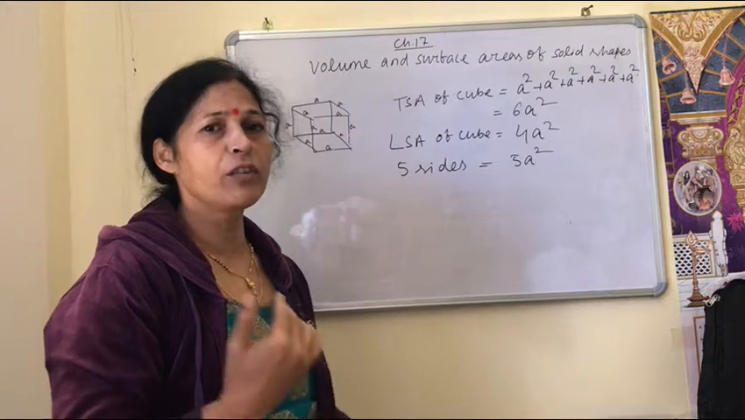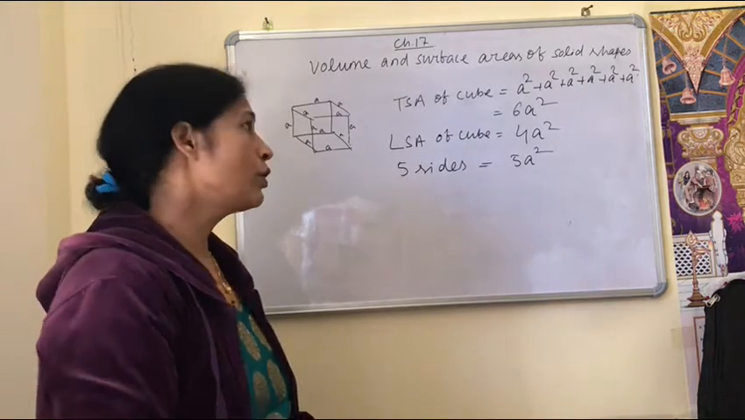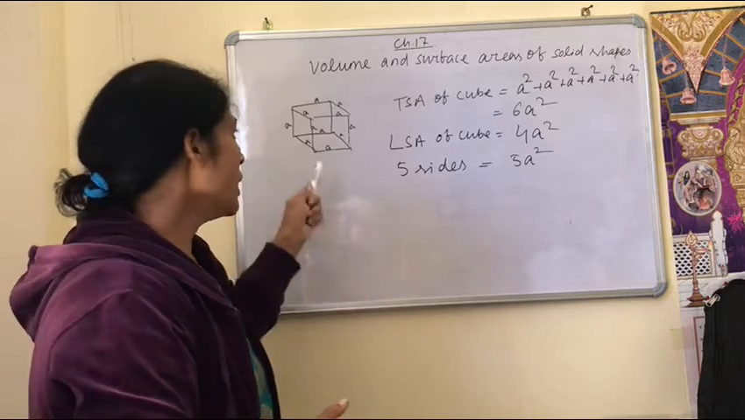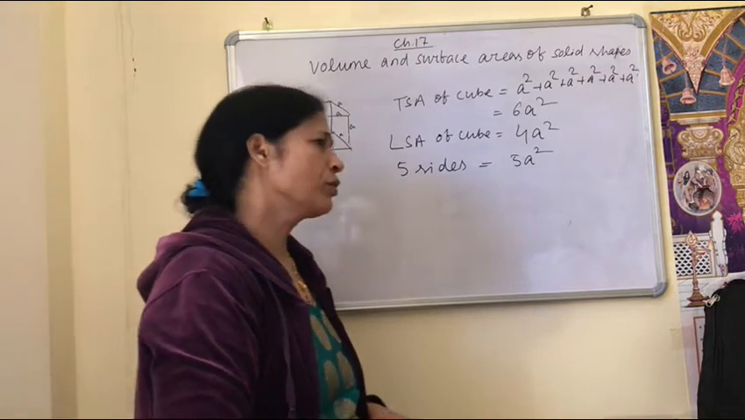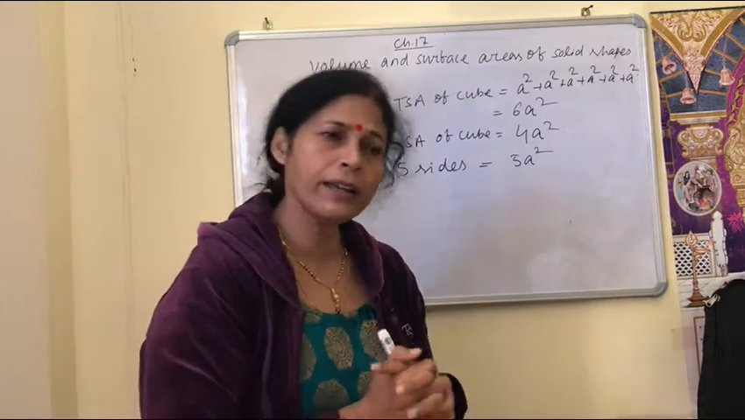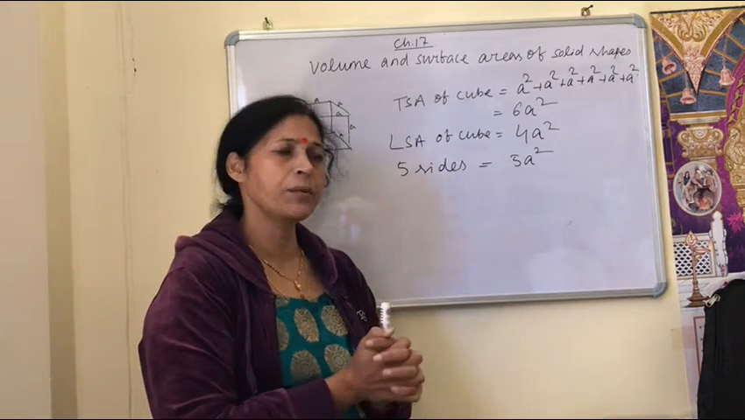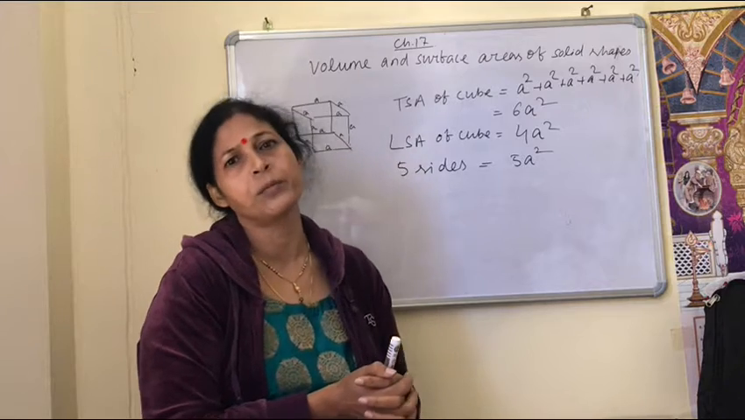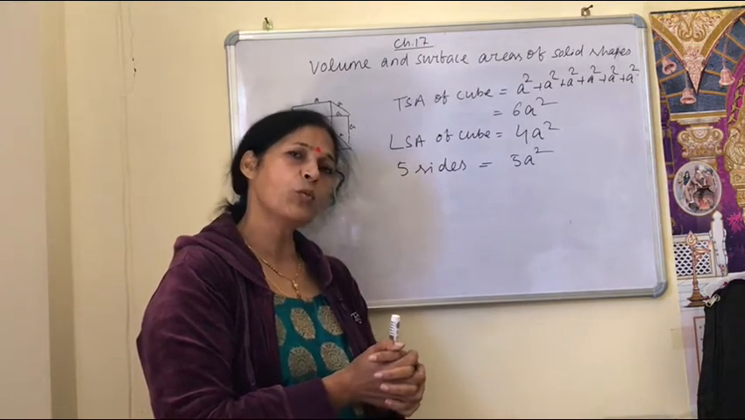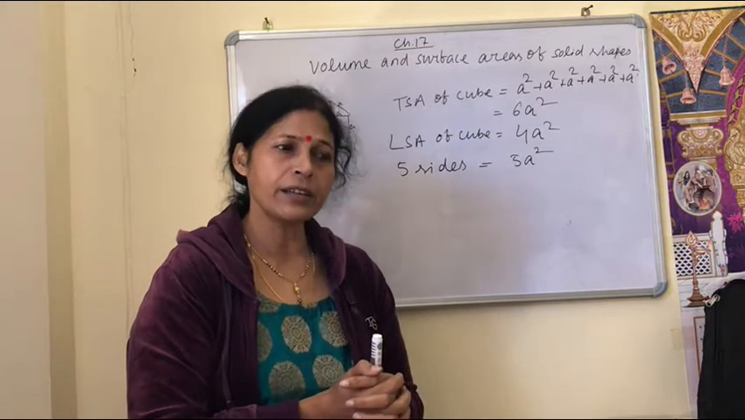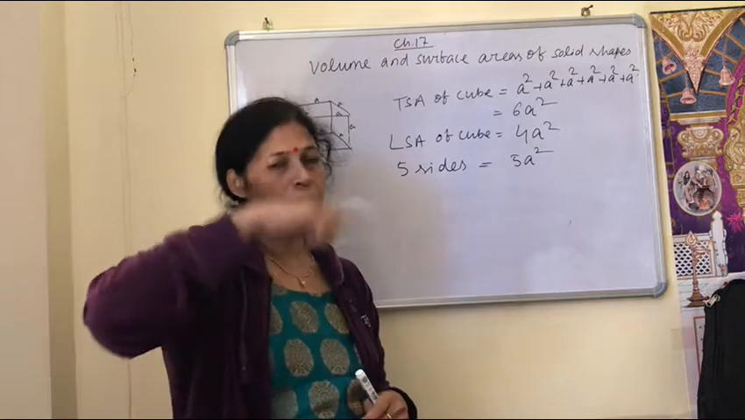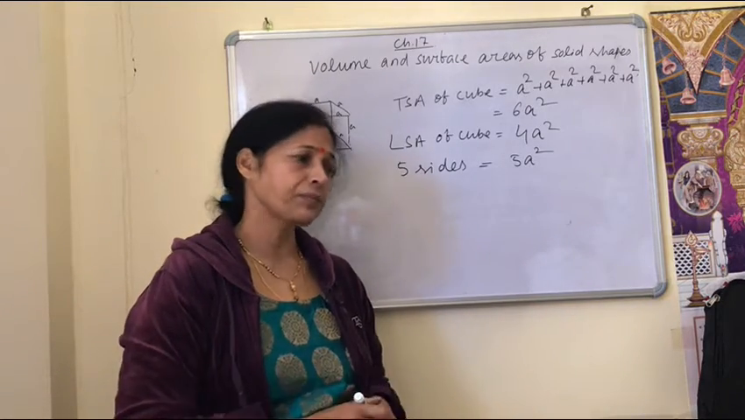Now come to the volume. What is the volume of a cube and the volume of a cuboid? Suppose a cubical tank, it may be cubical or cylindrical, whatever it may be. For the capacity you need the area of the base into the height.